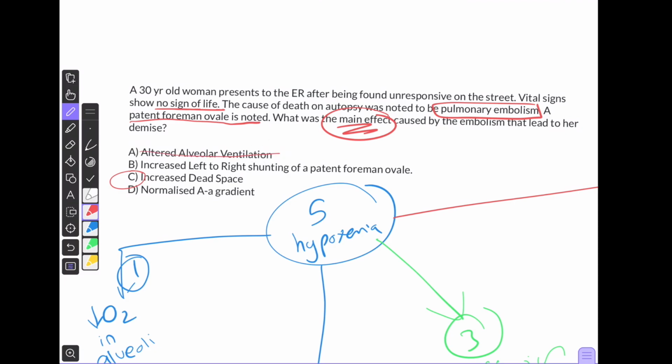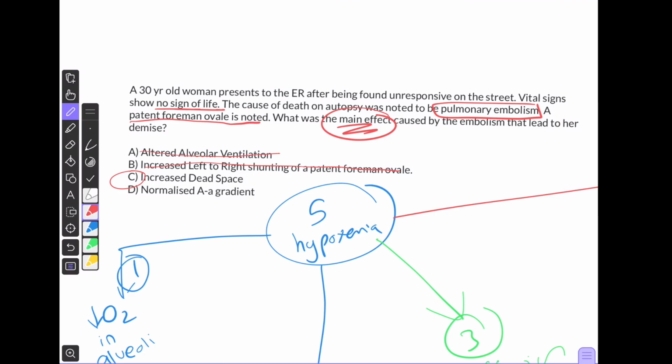It's not altered alveolar ventilation, because it's nothing to do with all the concepts that we've discussed so far. Increased left to right shunting. No, this is wrong, because we've already discussed that one of the only things that will cause hypoxemia in terms of cardiac issues is a right to left shunt, not a left to right shunt.